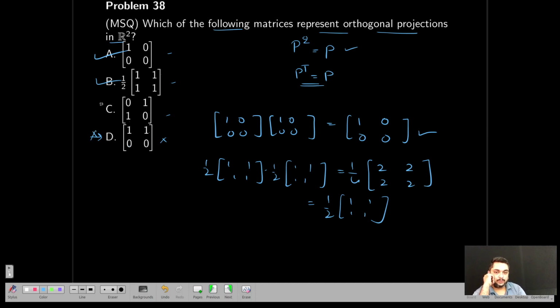See, one more time you try. 0 1 1 0, this into 0 1 1 0. If I multiply, I should get the same matrix. But 0 becomes 1, so this is a failure here. I could get 0 here. So this is not true. Only A and B.